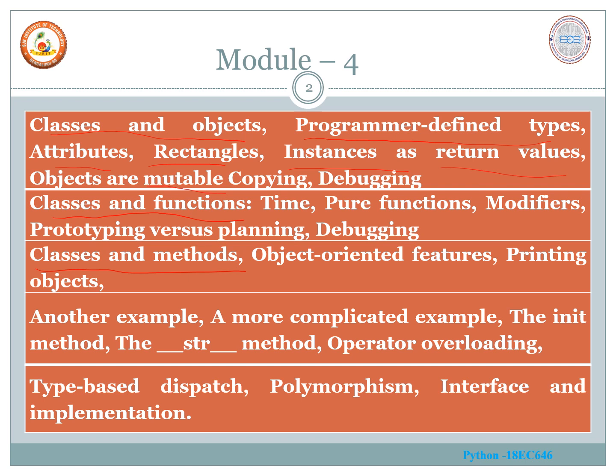of objects. In classes and functions, we are discussing time, pure functions, modifiers, prototyping versus planning, debugging. In the case of classes and methods, more of the object-oriented features and printing the objects. A few examples related to classes will be discussed, and we will also be discussing type-based dispatch, polymorphism, and interface and implementation concepts.